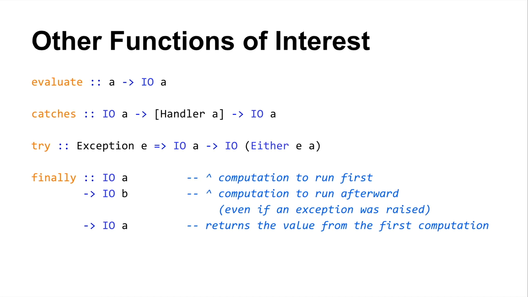Catches, unlike catch, allows you to install exception handlers for very specific exception types. So catch is a little coarse grain. With catches, you provide some enumeration of handlers that will work on different types of exceptions. Try, given an I/O computation that when run will produce an A, will give you back an I/O computation that when run will produce a Left if running that computation resulted in an exception, or a Right A if not. And then finally does what finally does in other programming languages. But this is all built with functions.